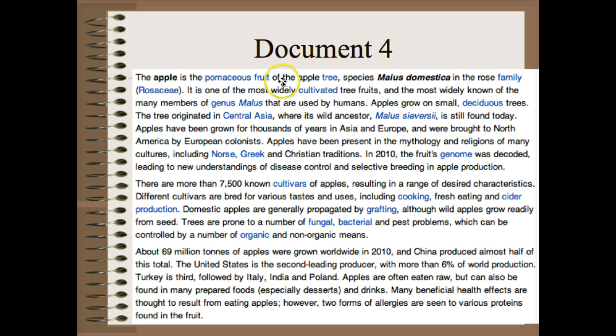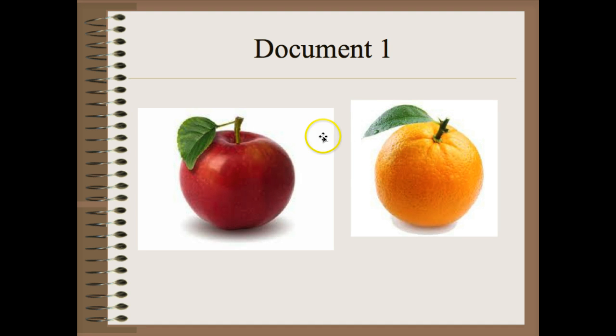Body paragraph 2, I talked about differences in color and skin, so I can use document 1 to support that. That's my evidence to show that they're different type of skin. You can eat apple skin, you don't eat orange skin, one's red, one's orange.